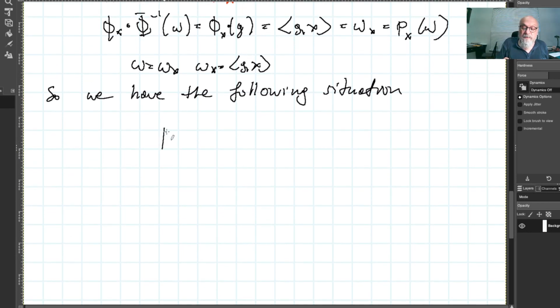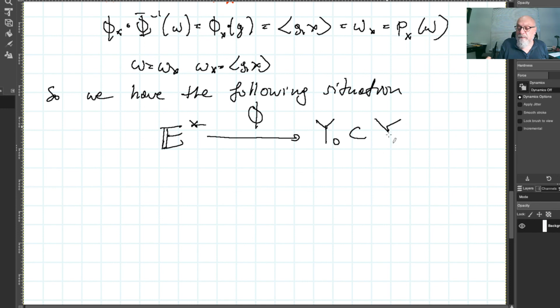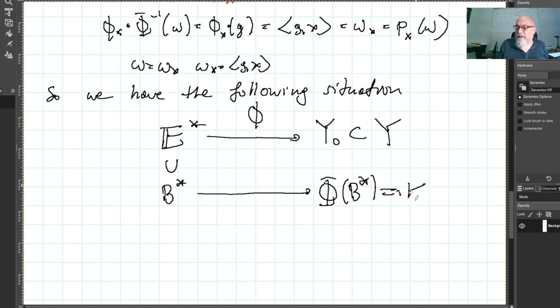So we have here my E star, this is my phi, this is my Y naught, contained in Y. Then I have here the set B star, which goes to the set phi of B star. I call this set K, which is contained here. This is my phi, and since phi is a homeomorphism, on that set we show that the inverse is also continuous, it's one to one.